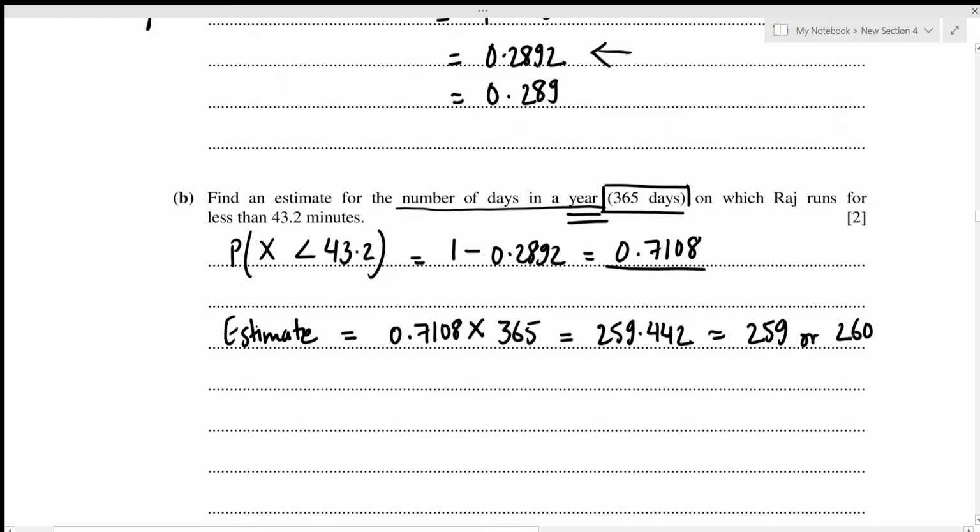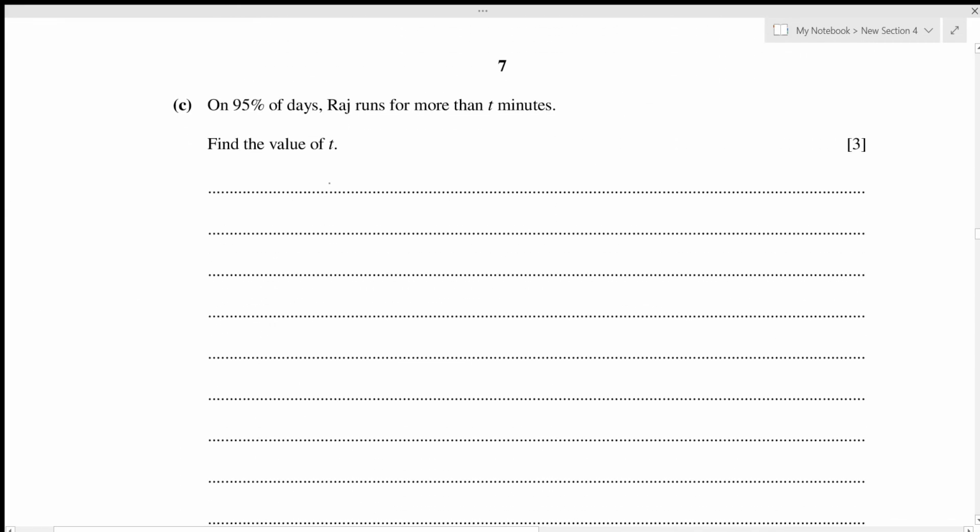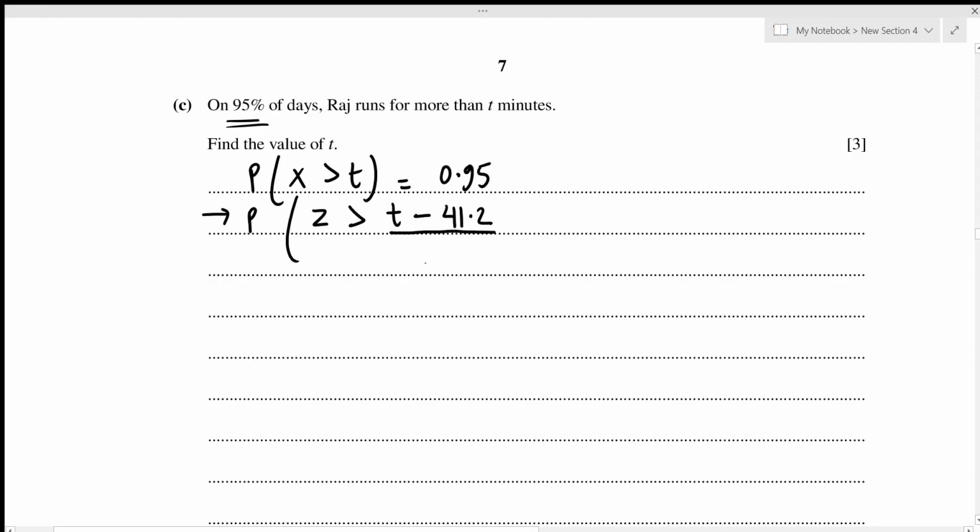Let's move to the third part of this question. We're given on 95% of days, Raj runs for more than t minutes. So this is just going to be the probability. So we're given that probability of Raj running for more than t minutes is going to be 95%, which can be written down as 0.95. Now, since we already know that x follows a normal distribution, the first step would be to standardize. So that's going to be z is greater than t minus the mean value, which is going to be 41.2, divided by the standard deviation, which has a value of 3.6. This is equals to 0.95.